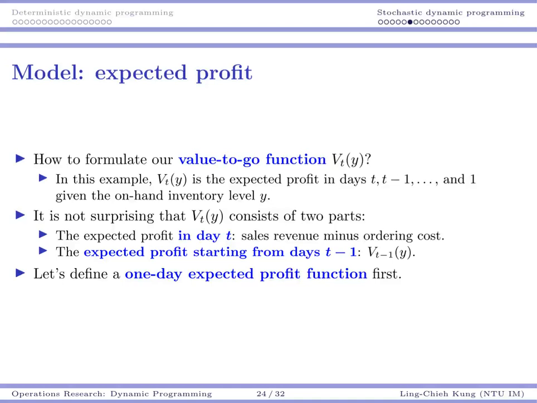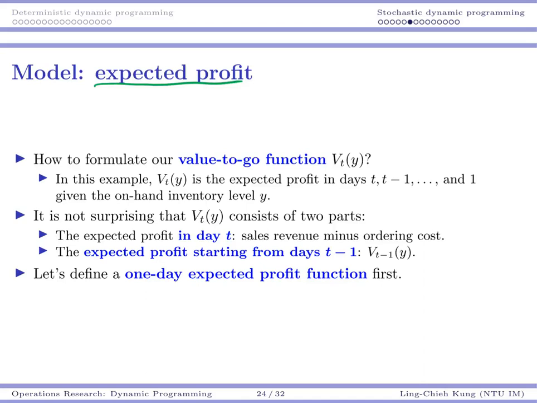So if we have that, then let's start to do the formulation. We have the expected profit idea in mind because everything is uncertain now. There's no way for us to optimize profit. What we may do for the best is to maximize our expected profit. So the key is still we need to somehow formulate our value to go function.